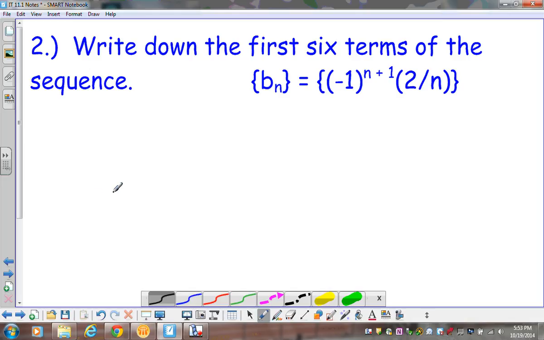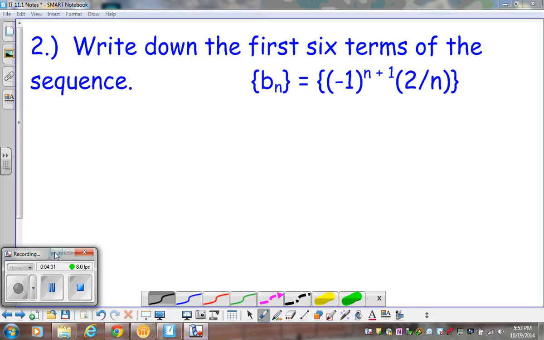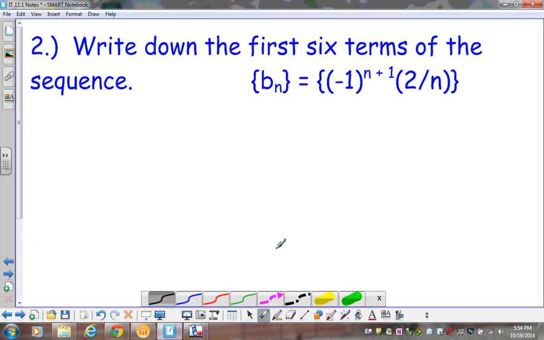What I want you to try and do, this one's going to be a little more difficult, a little more involved. I want you to try and find the first 6 terms here. Take a quick second and do that. If you need a little more time, just go ahead and pause it and finish up. I want to find the first 6 terms. We'll find the first 3 just so you can get the gist of it. Then we'll move on to the next one.